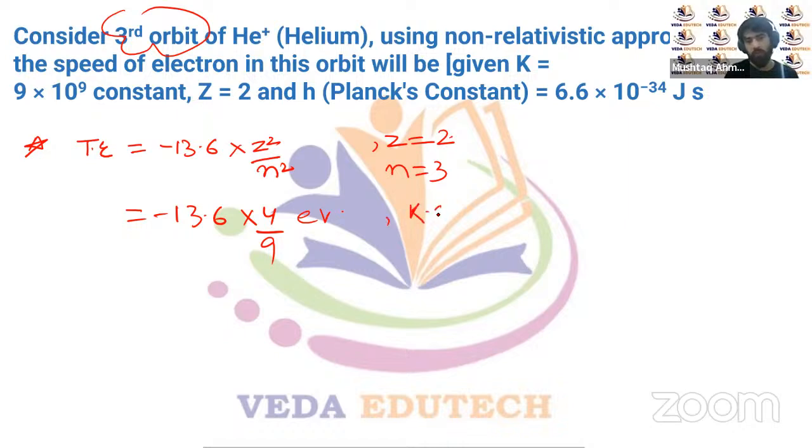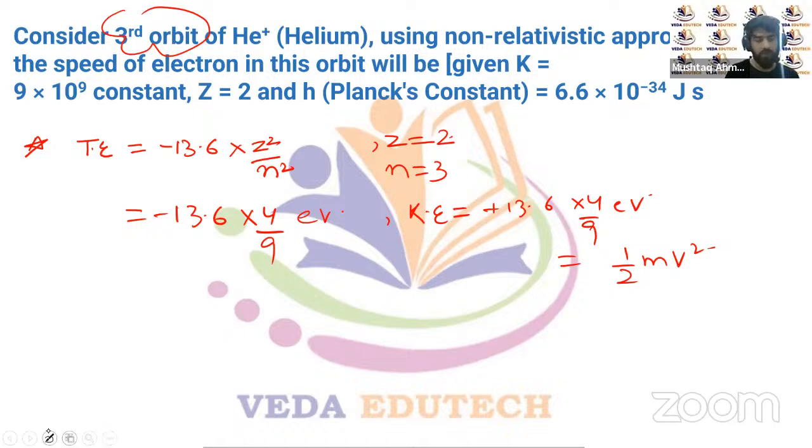The kinetic part of this energy will be plus 13.6 multiplied by 4 upon 9 electron volts. So this much energy will be the kinetic part, and this kinetic part will be half mv square. You can substitute the value of m here to calculate the speed of this electron in this orbit. So this is method one.